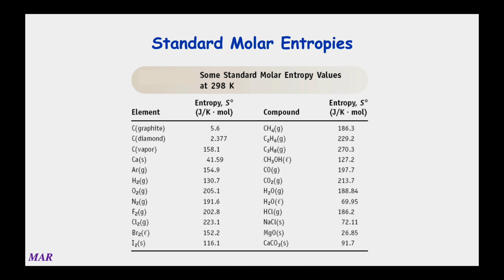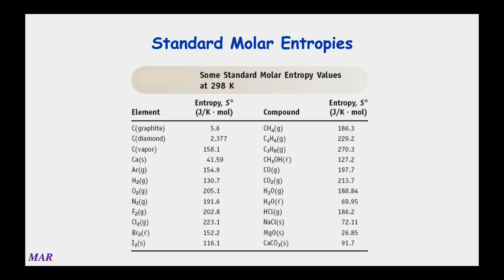But anyway, entropy values are always positive. Remember, only 0 Kelvin is that perfect crystal at 0 Kelvin, which never happens, so you can't have 0 entropy. There's some low entropy values. Notice that diamond is lower than graphite because diamond is more compact and hard to break up, but they should all be positive numbers.